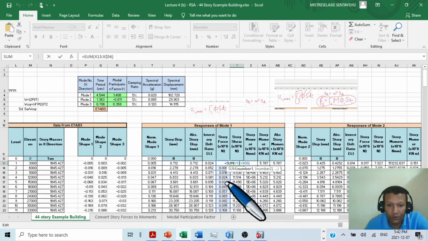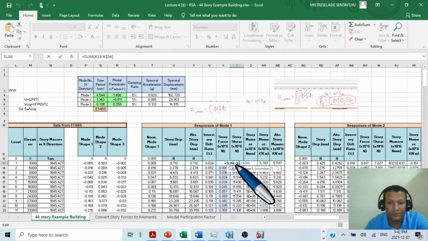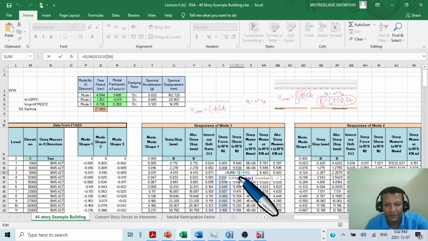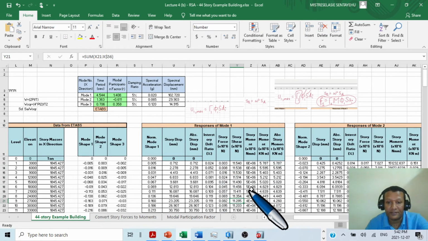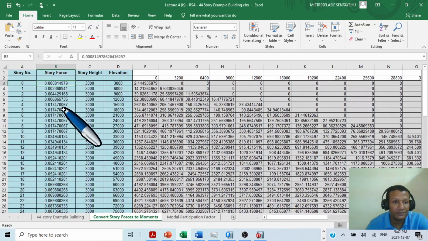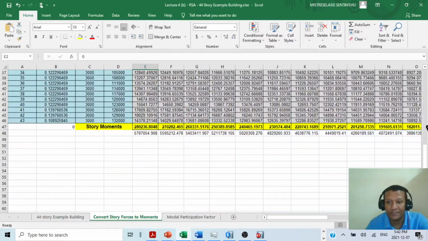So this one will be all included, because from 0, this is the 0 level, so the whole is the story shear. Then we will decrease by 0.3, like that. So for the story moment, again, the story forces times the height, then elevation, then this formula will give us the story moment here.